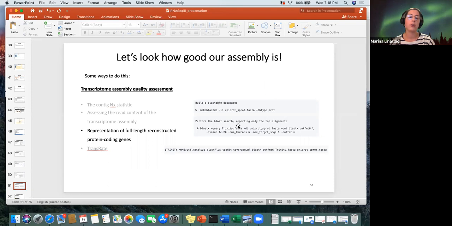You put in your query, so this would be what you're trying to use, what you're trying to align. This is your database and just some output information. So this would be the output file.